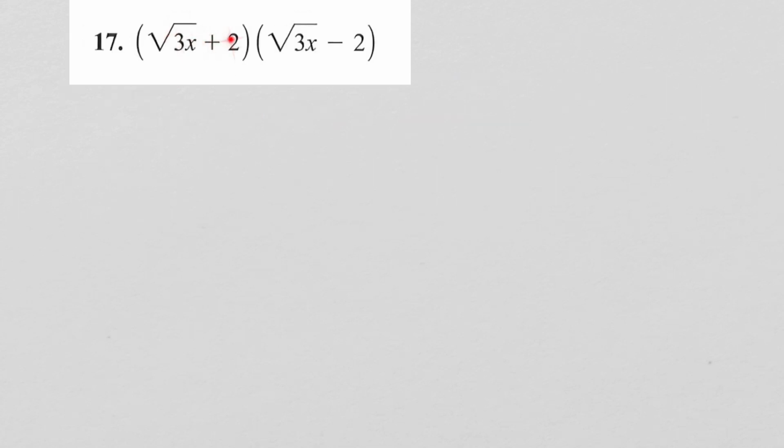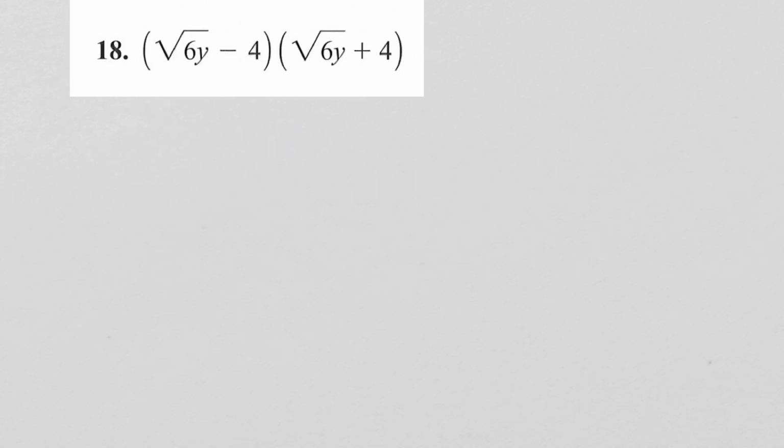These binomials are conjugate pairs. Whenever you have conjugate pairs, it's always the square of the first item, which is just 3x, minus the square of the second item, which is 4. Those are not like terms. They cannot be simplified, so that's your final answer.